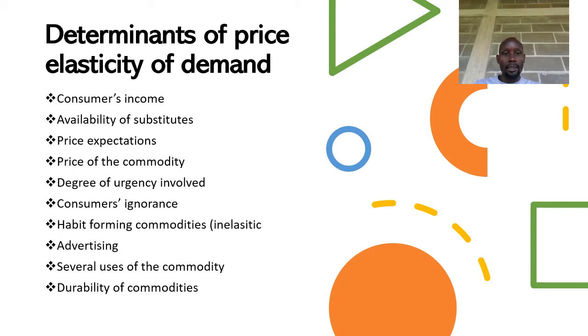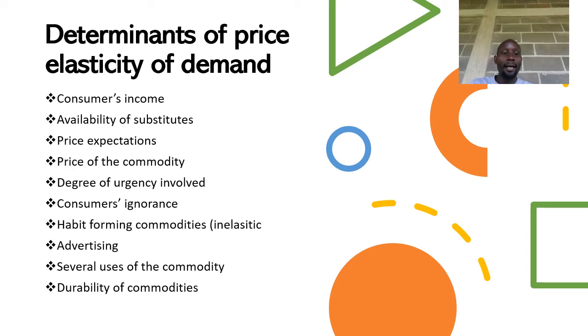Then the other determinant we may talk about is the degree of urgency involved. Urgently needed commodities are price inelastic, while commodities which are not urgently needed are price elastic. We also have habit forming commodities, like cigarettes and other beverages which make people addicted to them. They are price inelastic, while commodities which are not habit forming mainly have elastic demand.